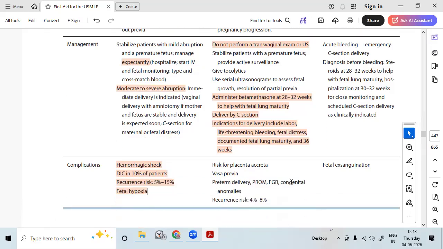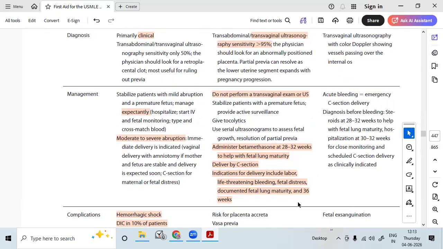Risk for placenta accreta, vasa previa, preterm delivery, PROM, FGR, and congenital anomalies, and recurrence risk of 4 to 8%. So, risk for placenta accreta complication is seen in placenta previa, with abrupt coverage of the cervical os. Vasa previa, we also have vessels going to the cervical os. Preterm delivery, premature rupture of membrane, fetal growth retardation, congenital anomalies will be there, and the recurrence rate is again a threat for further pregnancy.